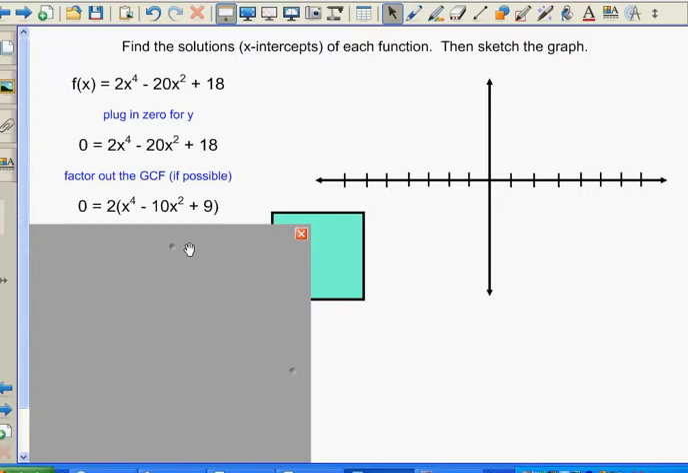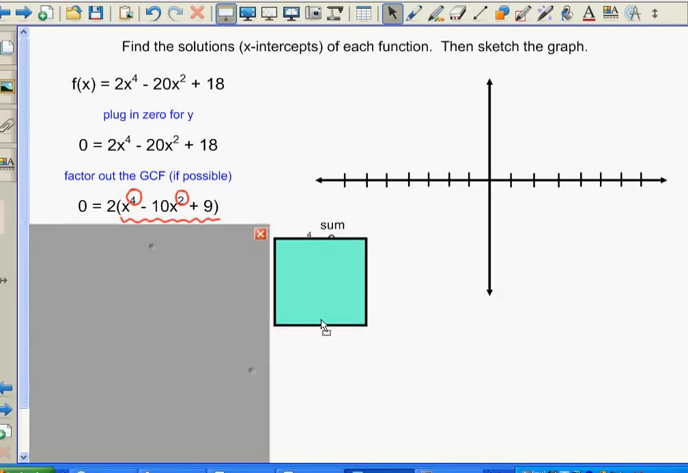So 2x to the 4th, negative 20x squared, and positive 18. Yep, looks good. And then what's left is not a normal 3-term, but remember, as long as the exponents are double of each other, then we can treat it like a quadratic and do our table method. So I went ahead and made us a table. It's going to be a sum table. We've got x to the 4th and 9. Since 9 is positive, that's why it's a sum table.